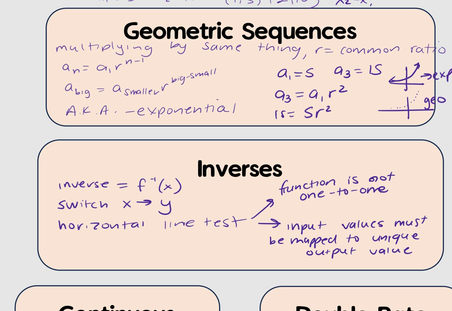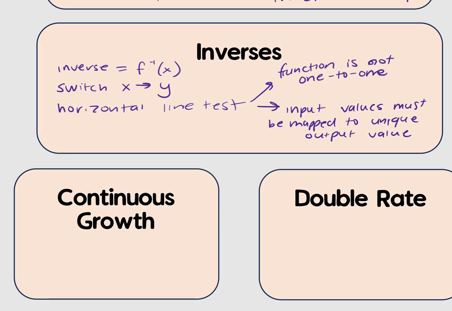Two equations in this section, which were continuous growth and double rate. We also did half rate, but these are the more common ones. So continuous growth is PERT: A equals P times e to the rt. If something has continuous growth, P is your initial amount. R is the rate in decimal, so if it's in percent, we have to move it back. T is the time.